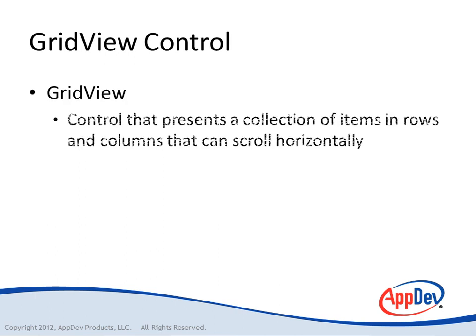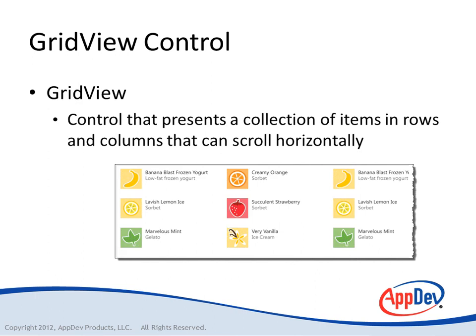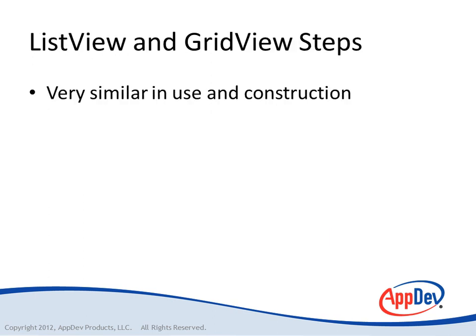A grid view control, on the other hand, is a control that presents a collection of items in rows and columns that can also scroll horizontally. And it might look something like this, with possibly multiple rows and multiple columns with the ability to scroll left and right as well. These two controls are very similar in their use and construction.